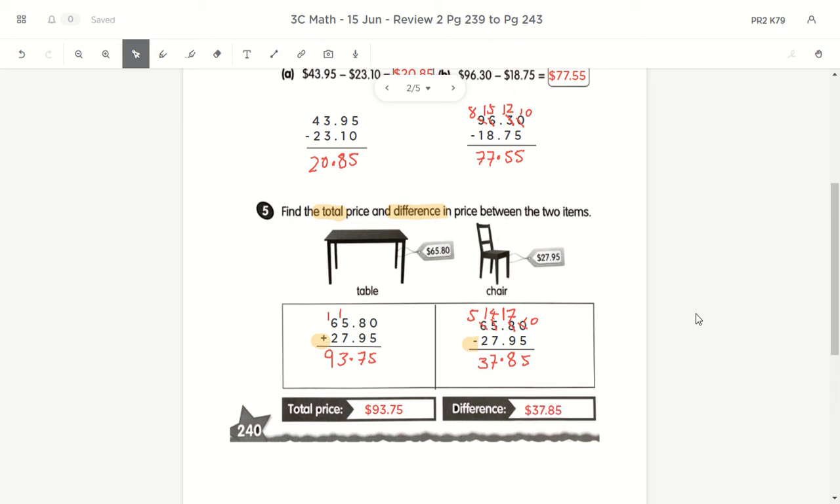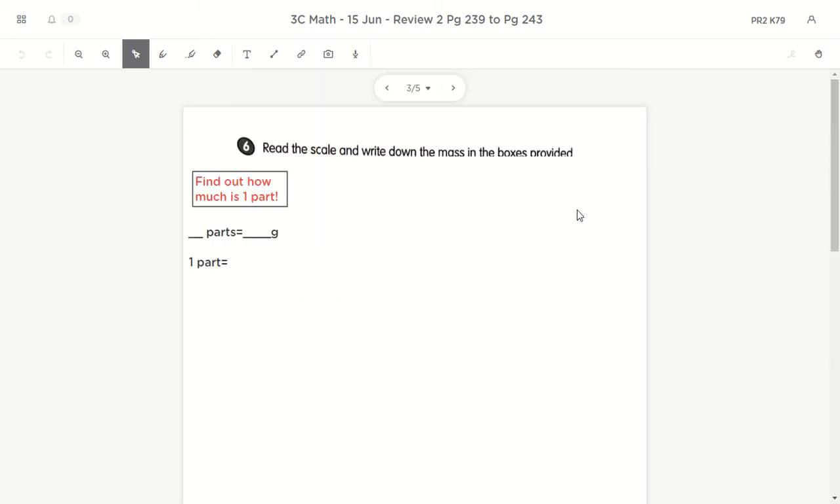Right, so quite straightforward. Make sure the dollar sign is in, make sure the decimal point is in. Of course, you need to make sure you do a working. If not, you won't get the correct answer. Okay, let's go to the third page.